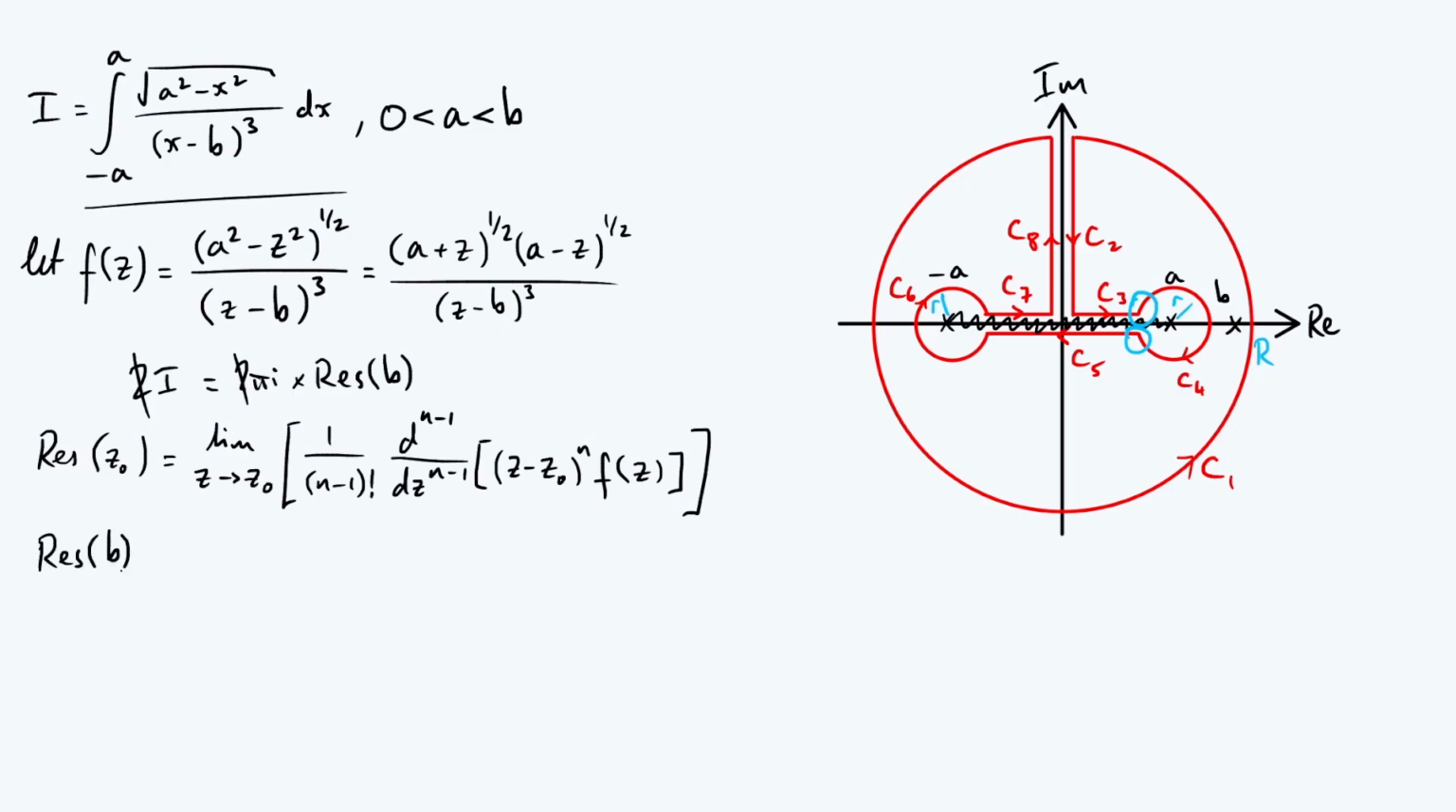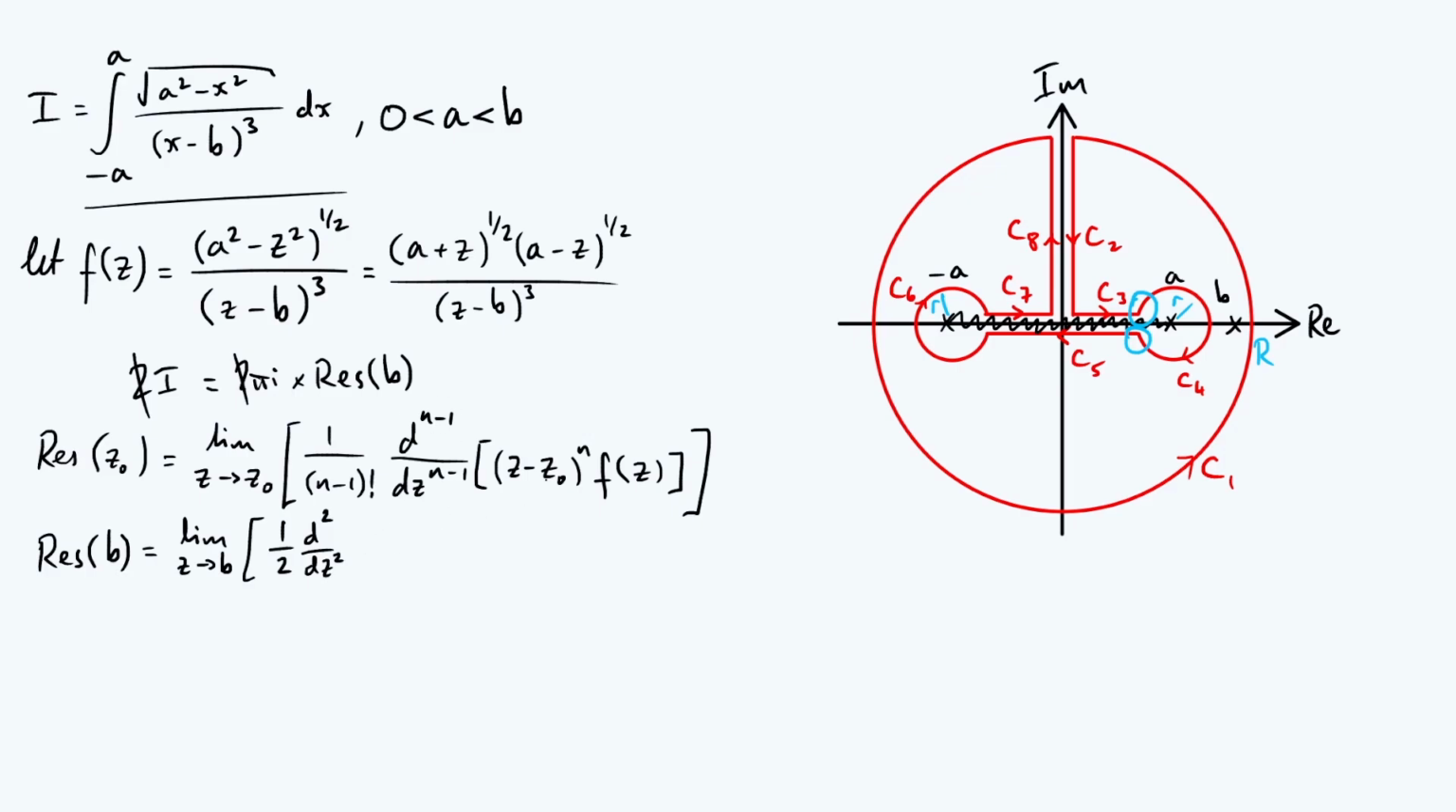So the residue at b is going to be equal to the limit as z goes to b, right? Z0 is just the location of the generic pole. N in this formula is the order of the pole. We've already said earlier that it's a third order pole because z minus b is cubed there on the denominator. So it's 1 over 2 factorial. 2 factorial is just 2, so we get a half there. It's going to be a second order derivative because it's a third order pole.